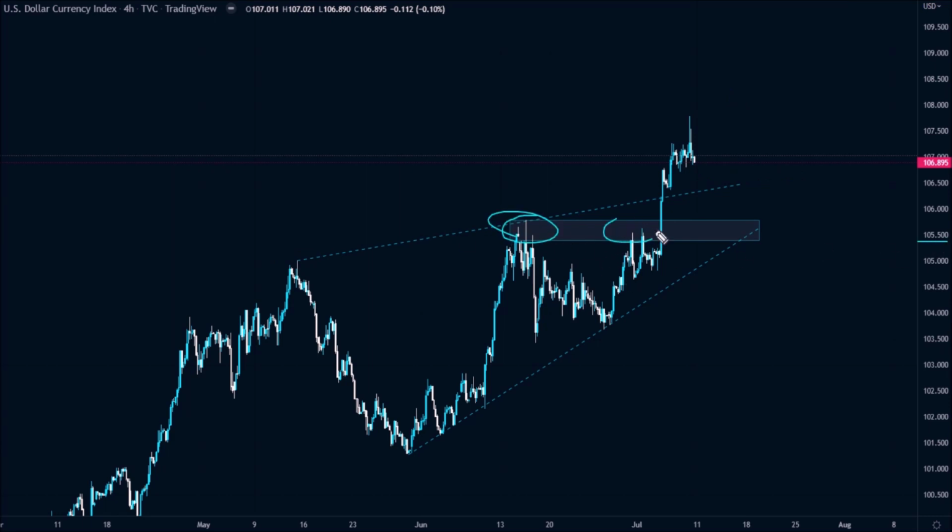We have resistance here, resistance here. If we could come back, test this structure of support, and then we'll have resistance turn to support. And I think this would be a key area to look for some long plays on the dollar. So let's look at a few instruments I like the look of.